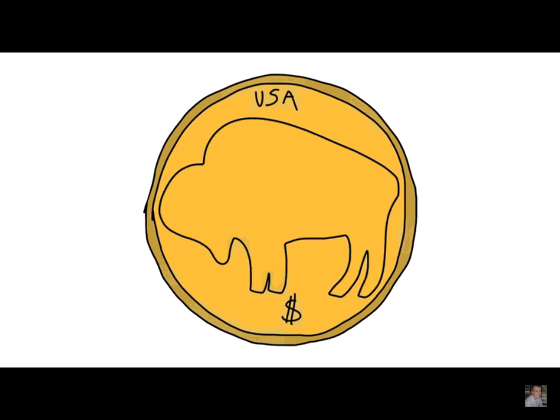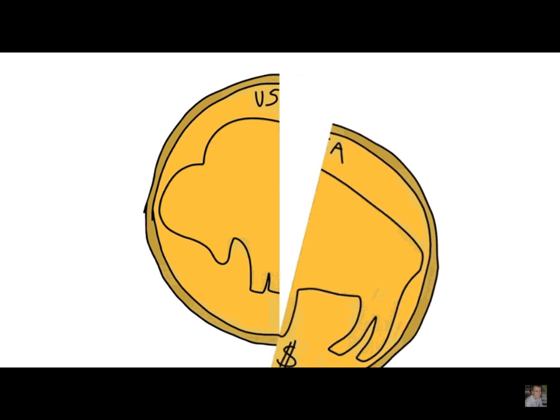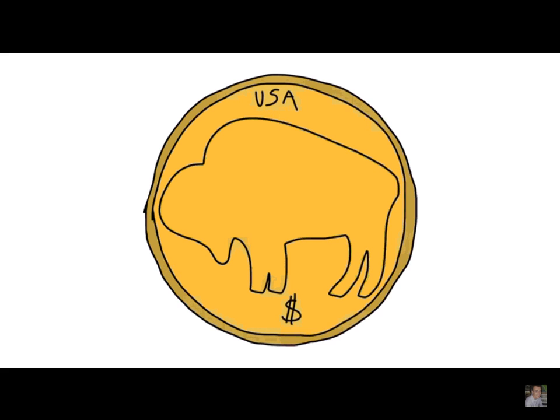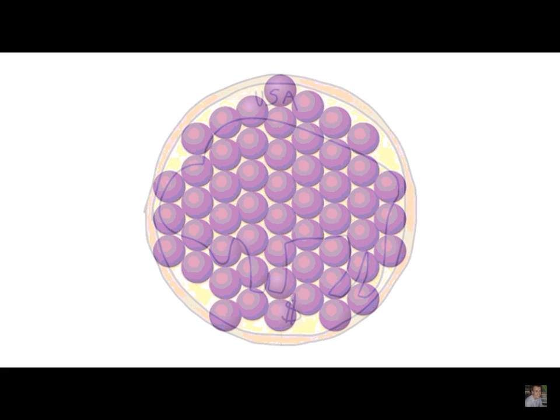If an object is cut in half, its density remains the same. Take a look at a gold coin, made of neatly arranged gold atoms.